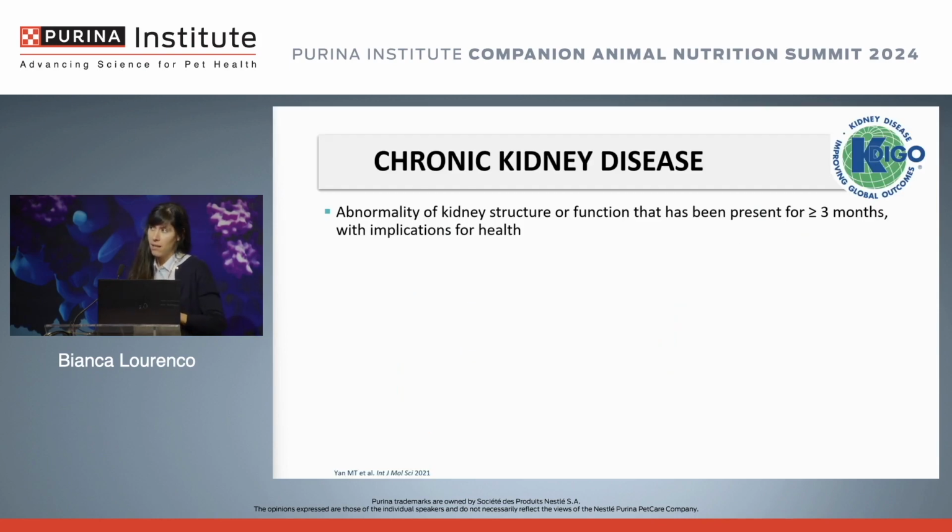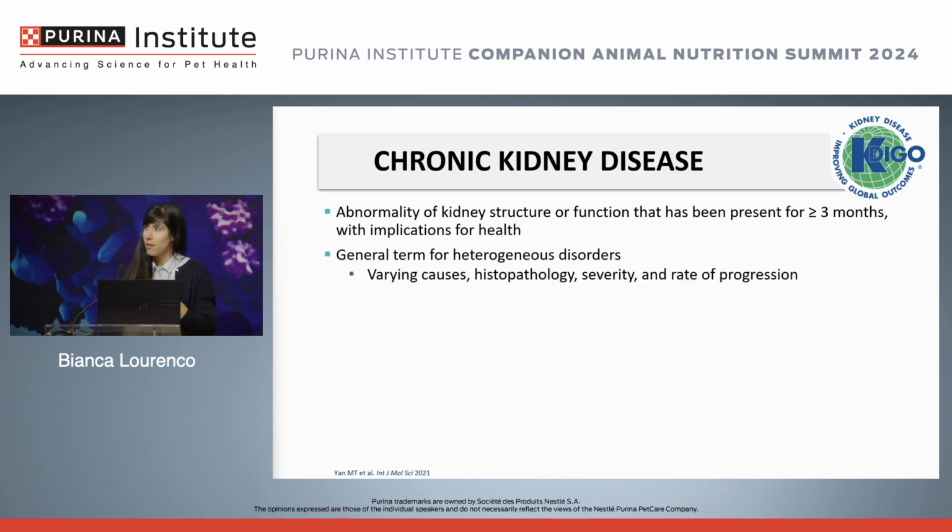I want to highlight that when we talk about chronic kidney disease, what we're referring to is an abnormality in either kidney function or structure that has been present for at least 3 months. What that means is this is actually a very general term that applies to a heterogeneous group of disorders. In fact, we probably should be using the term chronic kidney diseases, because they are very different. They have different etiologies, different histopathology, and different rates of progression.